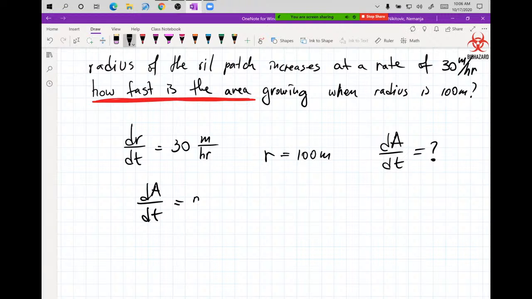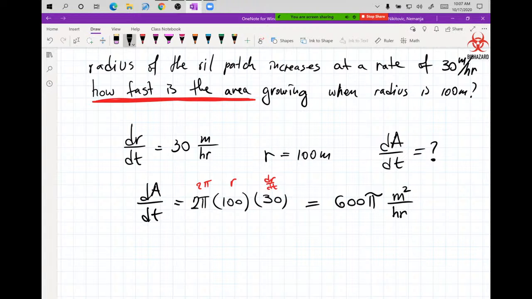So what do I have? I have 2 pi r dr/dt. Your formula was 2 pi r dr/dt. There we go. All together it is 600 pi meters squared per hour. What does this mean? Pi is about 3.14. Call it a 3. So you can call this 1800 meters squared that will be added in that hour when the radius reached 100 meters.